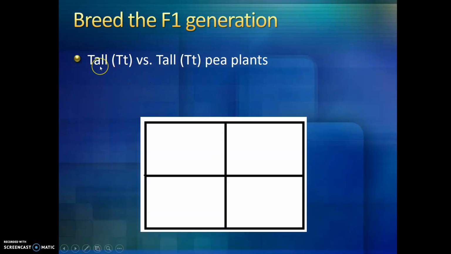Now let's cross the two F1s. This is exactly what we are going to do with our pea plants in our guiding question number 4. So we're going to simulate it here. So let's cross a big T little t with a big T little t, okay? So here we have a big T from this parent and a big T from this parent, a big T from this parent and a little t from this parent, a little t from this parent and a big T from this parent, and a little t from this parent and a little t from this parent.